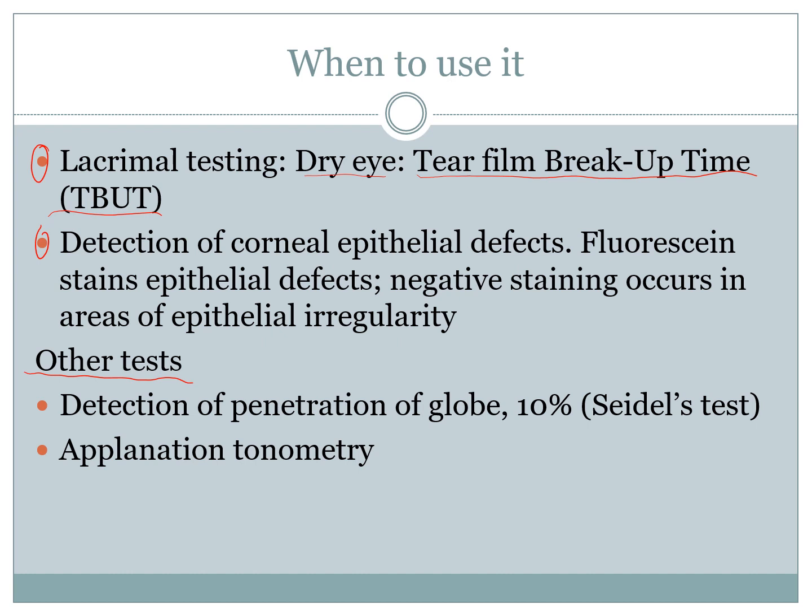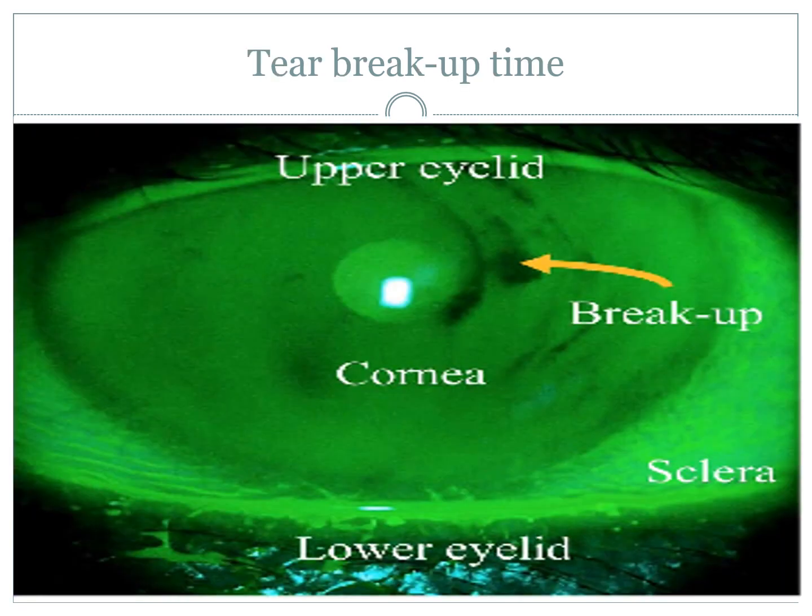So the Fluorescein itself will stain the epithelial defects, and you'll actually get negative staining on the areas that are defective, as opposed to just natural absorption or tear film covering for the areas that aren't. The other test is the Seidel test. It's used with a much stronger version of Fluorescein, and it's used to detect any penetration of the eye, and it's done with a slit lamp as well. Then we have the applanation test, which really tests the intraocular pressure itself. So moving on, we'll start by looking at this tear breakup time test, or the TBUT.